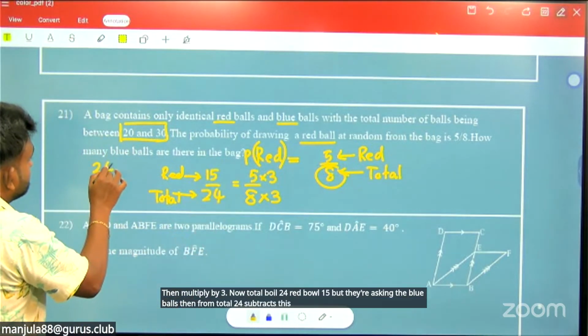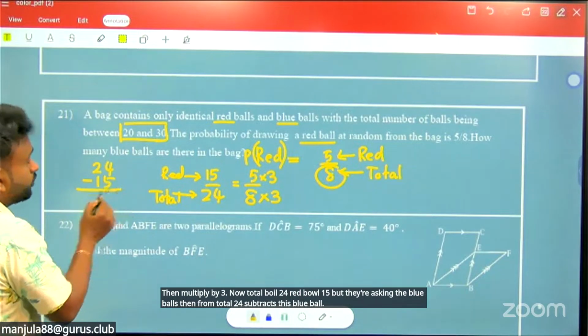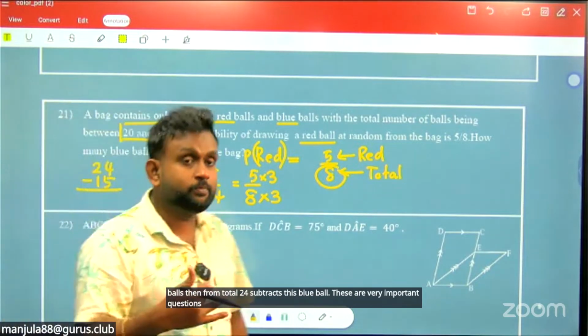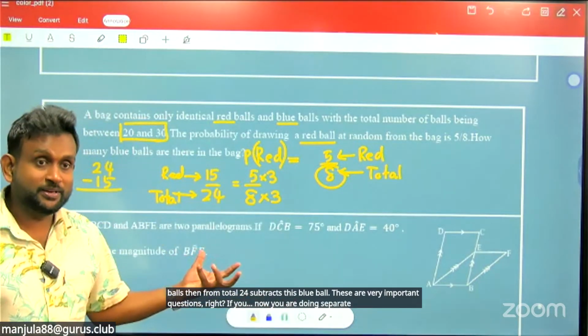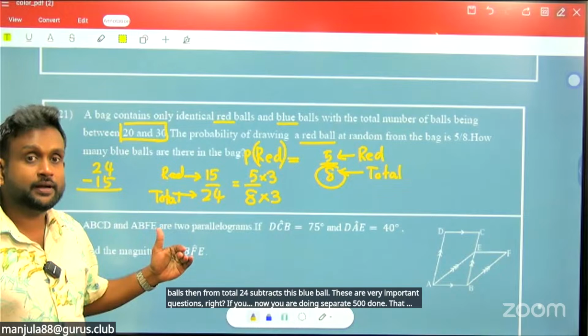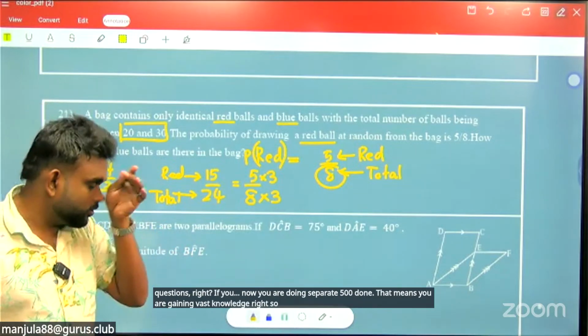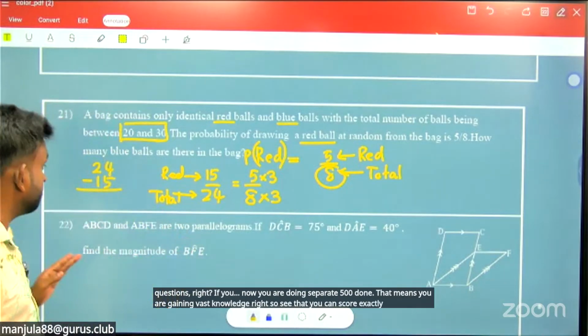These are very important questions, son. These are very important questions, right? If you are doing these separately, that means you are gaining vast knowledge, right? So you can score marks in the paper for this part.